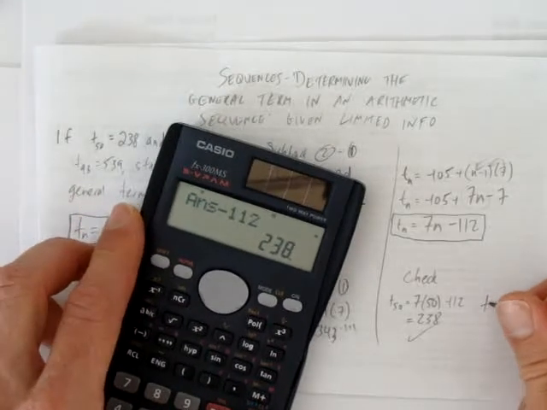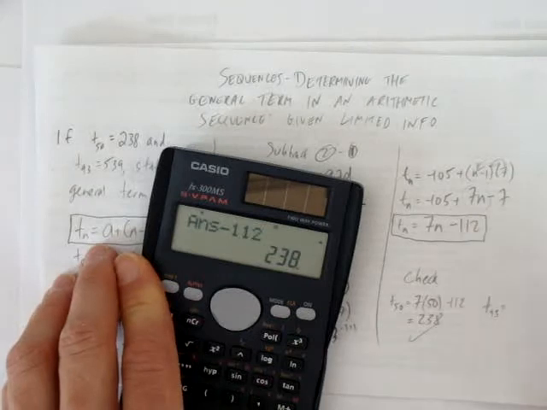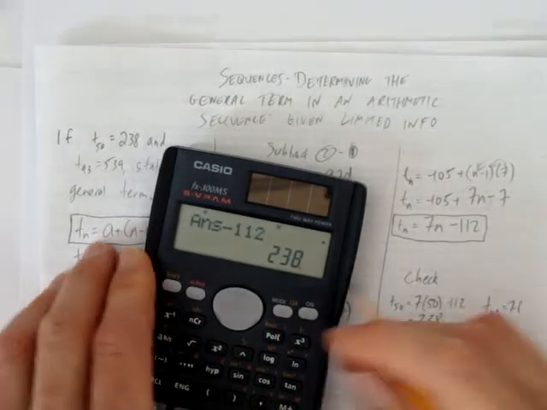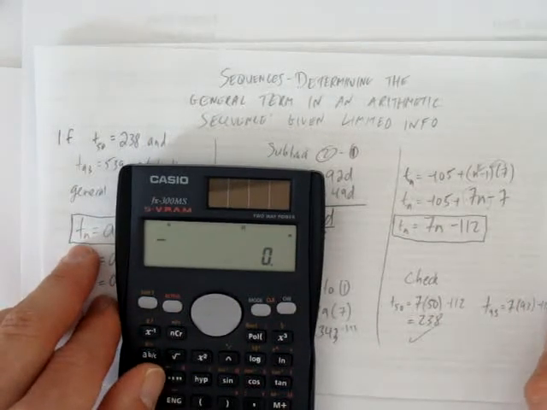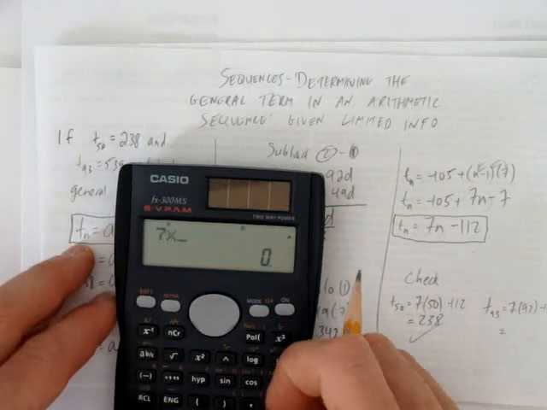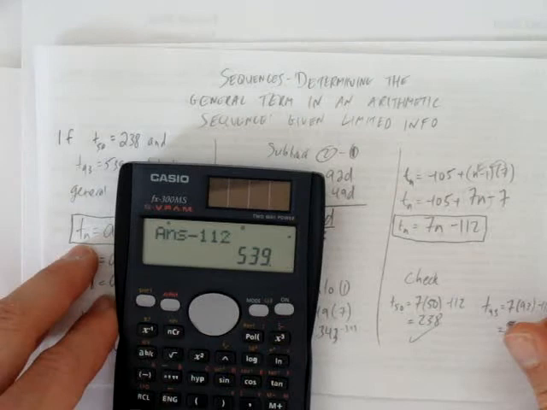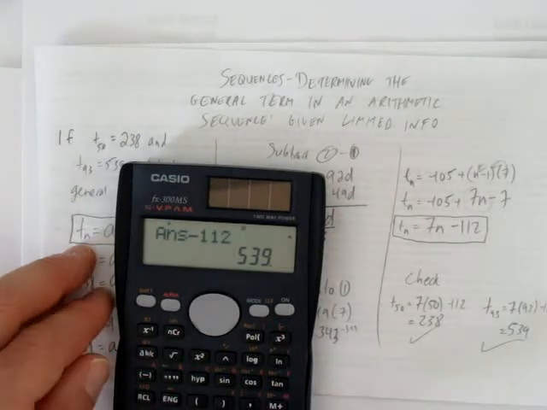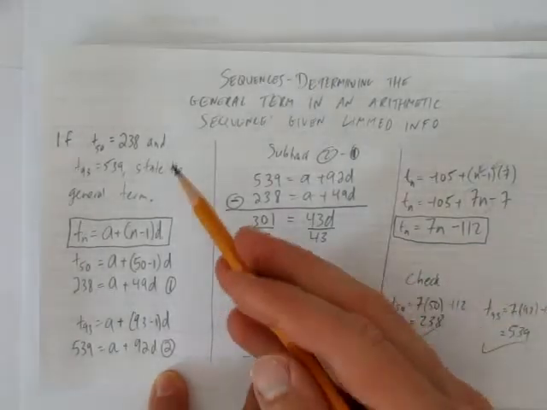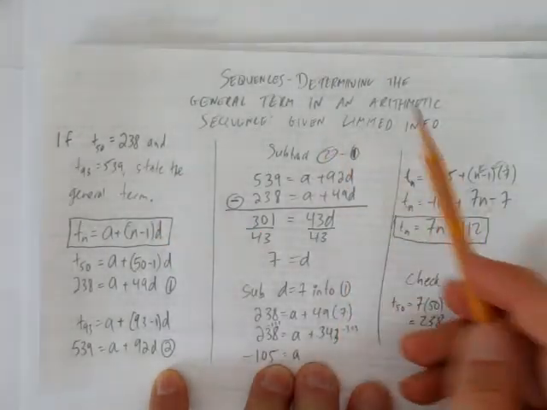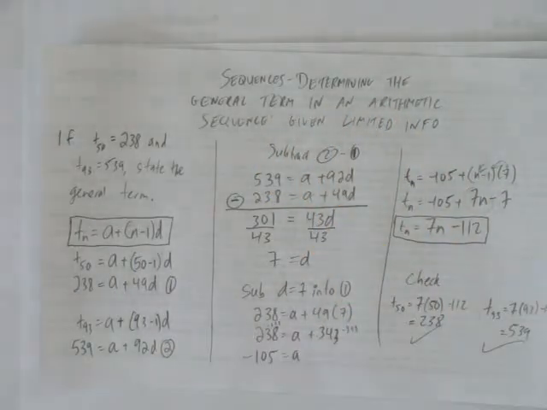We better check the other one, though, for good measure. T93 should equal 539. So let's use our formula. 7 times 93 minus 112. What's 7 times 93? 651 minus 112. 539. And so I'm very, very sure that I'm right, because I even checked my general term formula by subbing in and got those numbers. So what I've done is determined the general term in an arithmetic sequence when I was only given limited information.